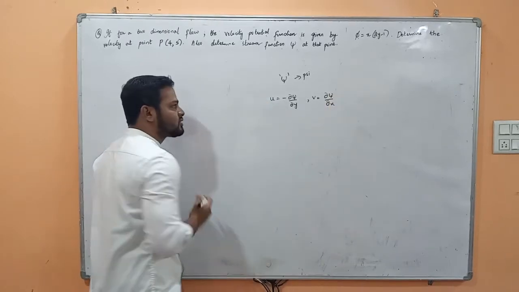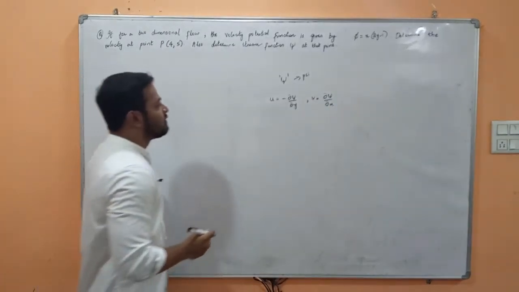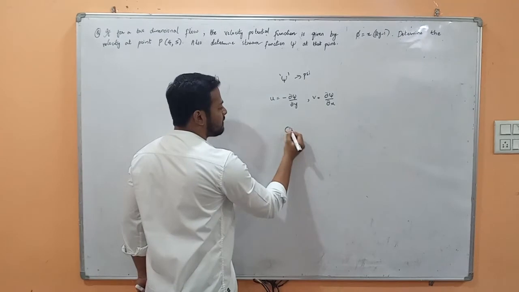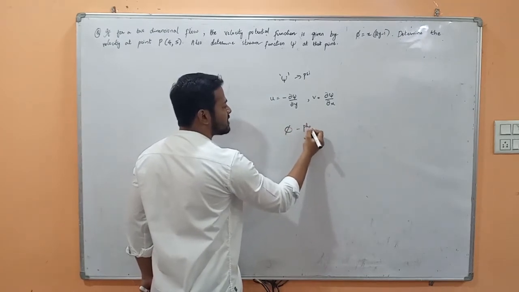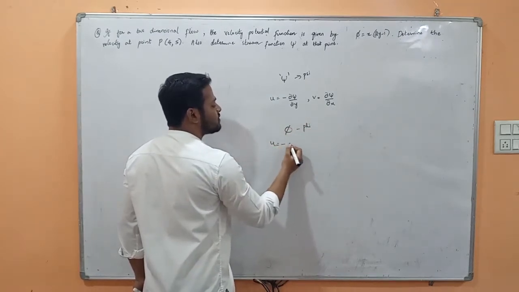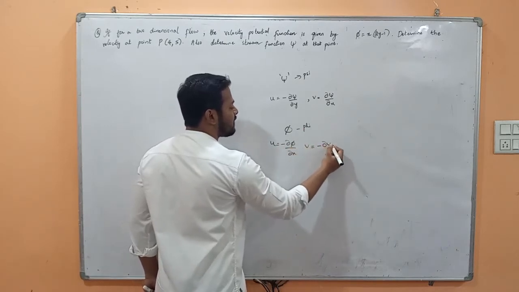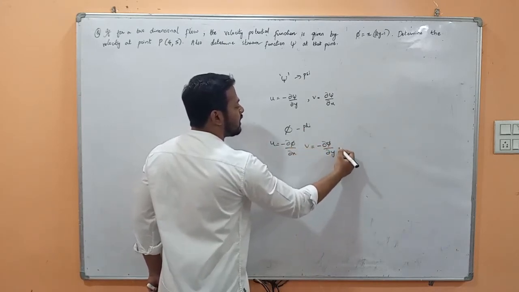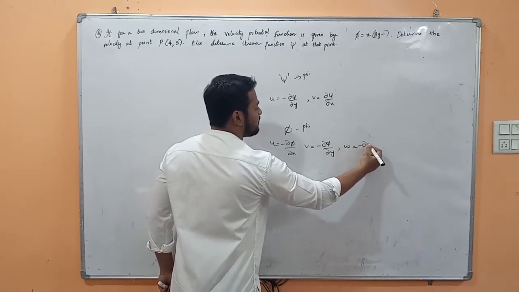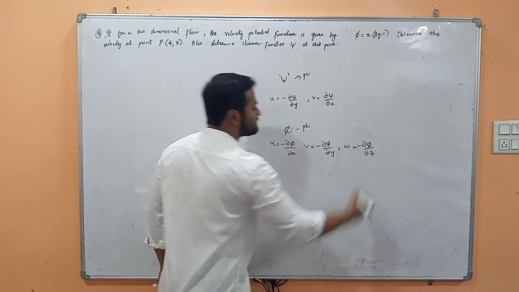And what are the formulas of velocity potential function? Velocity potential function is denoted by phi. And what are the formulas? u is equal to minus dou phi by dou x, v is equal to minus dou phi by dou y, and w is equal to minus dou phi by dou z.